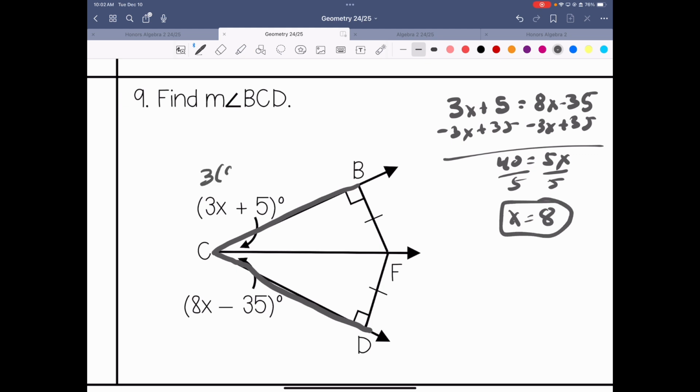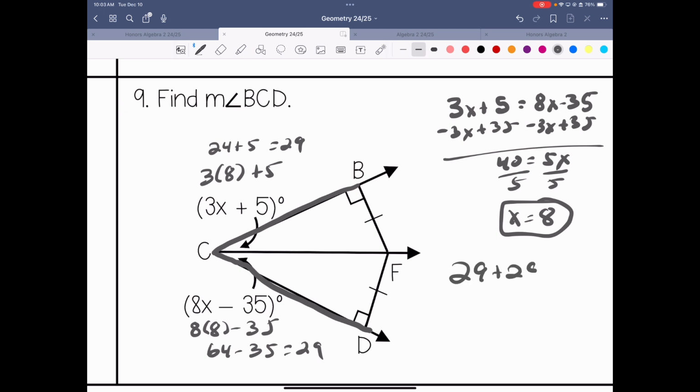So the measure of this angle is 3 times 8 plus 5. So that's 24 plus 5, which is 29. The measure of this angle is 8 times 8 minus 35. So 64 minus 35, which is 29. So the measure of the whole thing is 29 plus 29. So the whole answer should have been 58 degrees.